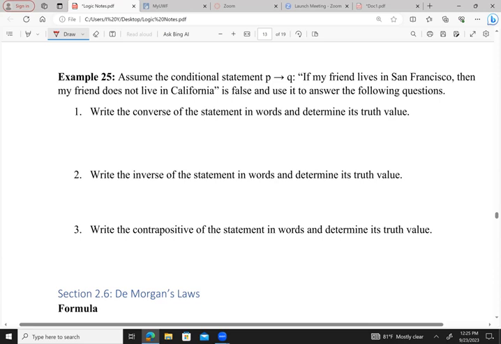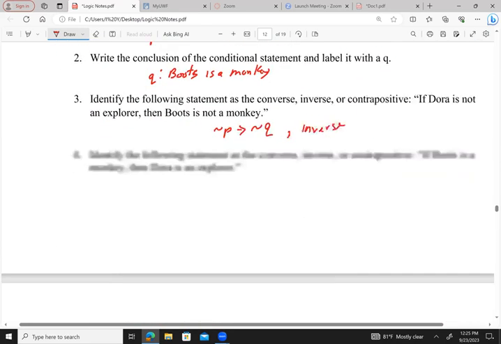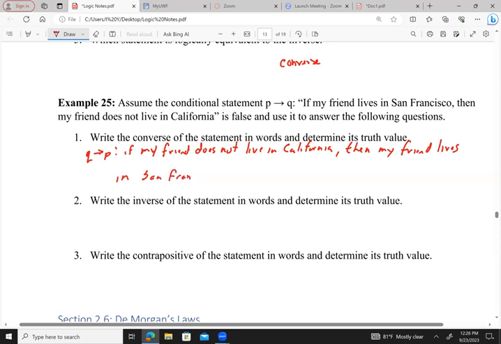So we want the converse. We're looking at the converse, which is, I'm getting old, my memory, if Q, then P. So I want to write this as: if my friend does not live in California, then my friend lives in San Francisco. Now, we have to be careful here.